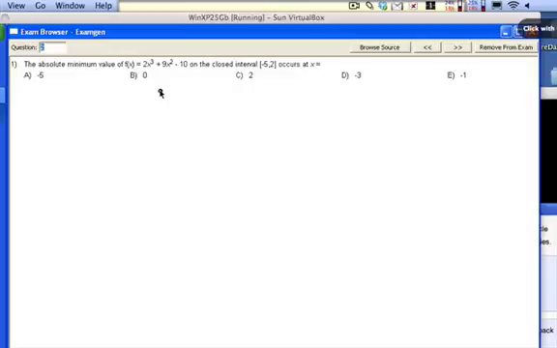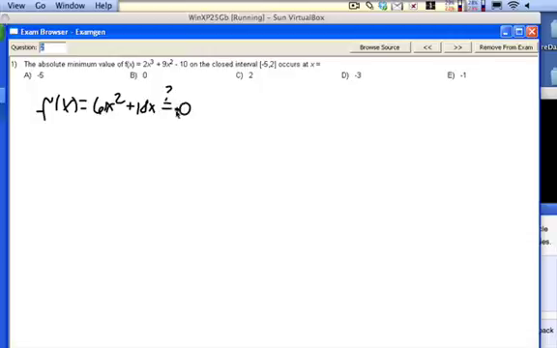Okay, here's question 2. I know it says 1 right there, but that's the question number. The absolute minimum value of this function on the closed interval occurs where? Now this time they're looking for an x. So what we need to do is find the derivative: 6x squared plus 18x.